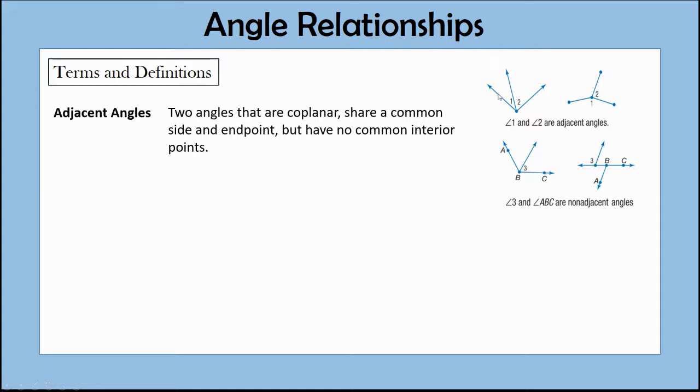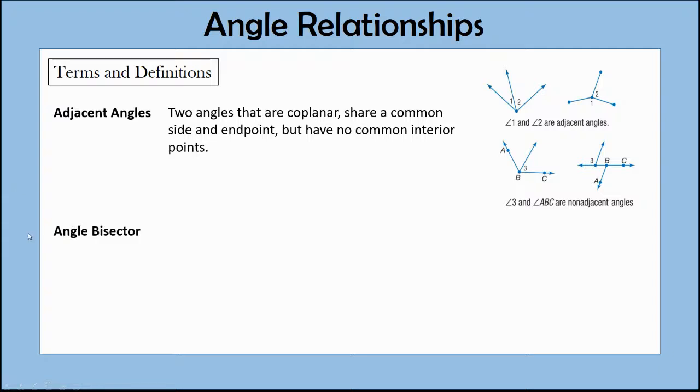Okay, adjacent are more side by side. These overlap. Over here, angle ABC and angle 3, okay, those two are not adjacent. They don't share a common side. They don't share a common vertex. It's true they don't have any interior points common, but they don't have the side or the vertex. So these are not adjacent. They're pretty easy to spot, adjacent angles.